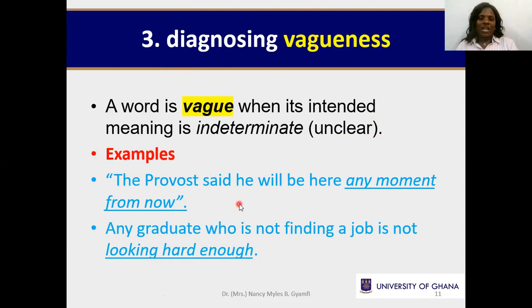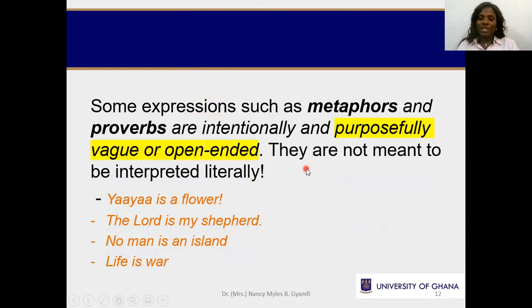Now on the screen, you see that we are going on to some expressions such as metaphors and proverbs that are intentionally and purposefully vague or open-ended. They are not meant to be interpreted literally, and I've already mentioned that. The Lord is my shepherd doesn't mean I am a sheep with four legs. When you come into my office, you will find me seated with two legs. But when I say the Lord is my shepherd, I'm speaking figuratively, metaphorically. And this is intentionally vague.